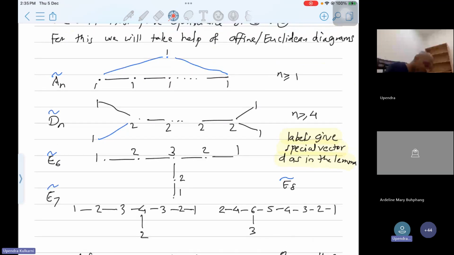The labels at each dot tell me what the corresponding coefficient is. So this one is really the vector 1 1 1 1 everywhere. This vector is 1 times alpha 1 plus 2 times alpha 2 plus 2 times alpha 3, and so on and so forth. So notice that all of these vectors are greater than or equal to 0. And the only vectors that I'm admitting are the ones with integer coordinates, right?